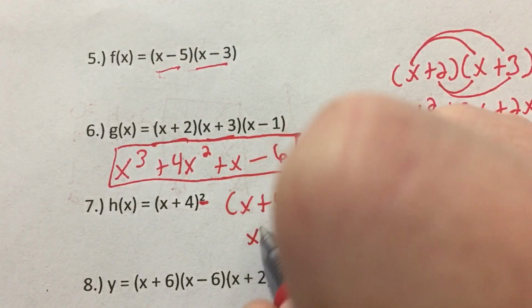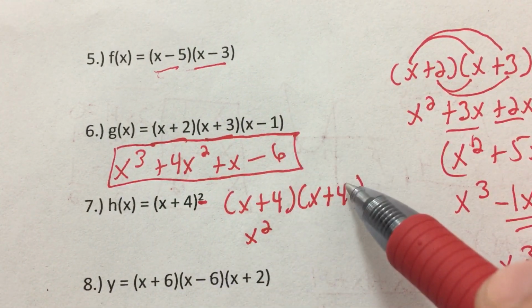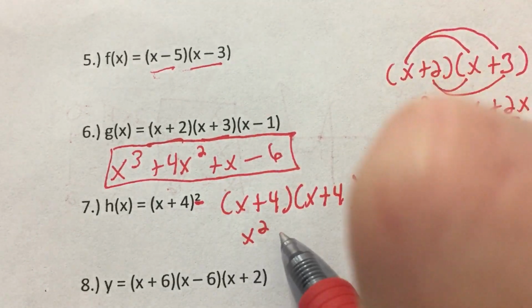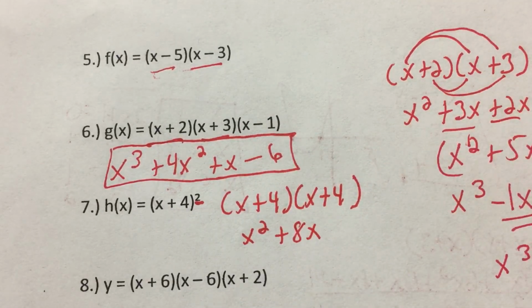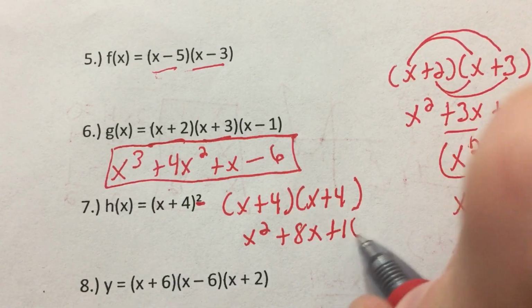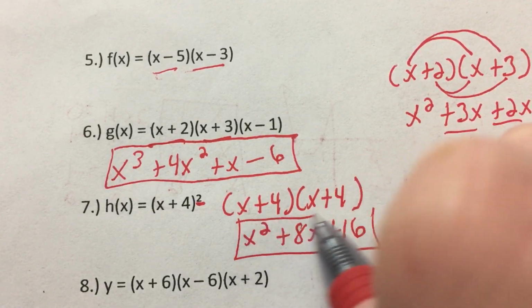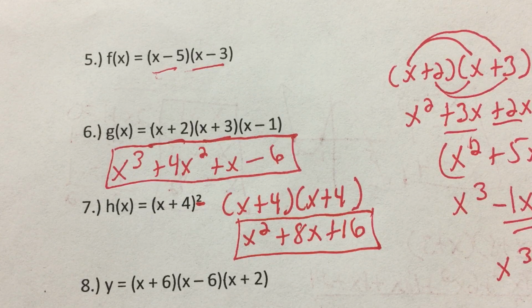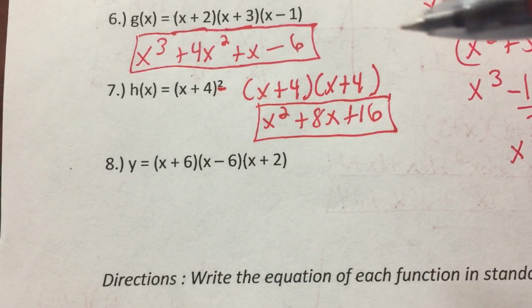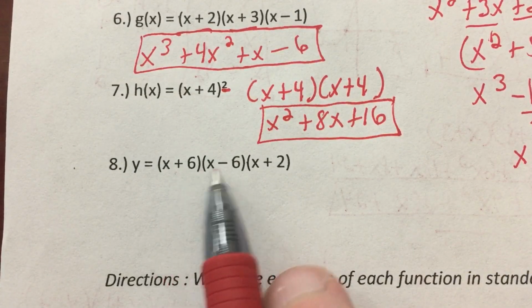X times x is x squared. X times 4 is 4x. 4 times x is 4x. If I combine them, I get 8x. And 4 times 4 is 16. Okay. Number 8, this one actually turns out to be easier when these two guys are perfect opposites.